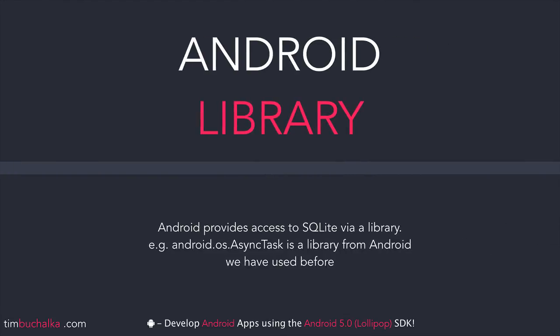The great thing about all of this is Android has provided access to SQLite via a library. Just to refresh your memory, a library is something like you can see on the screen, android.os.AsyncTask. We've used that a number of times in this course. That's a library that Android have given us to use that functionality. So we've used libraries before. Google have given us libraries to access SQLite very easily.